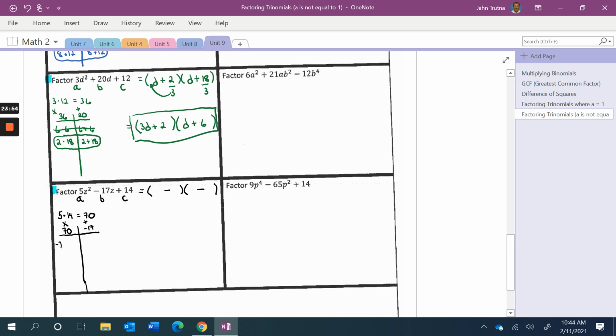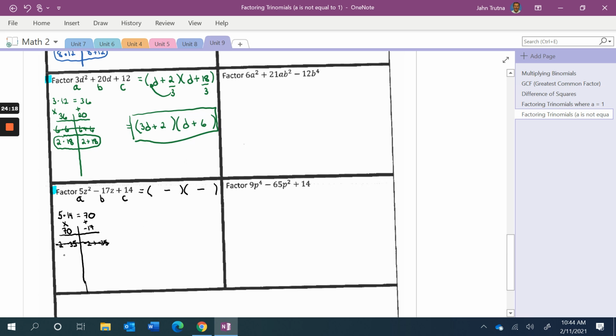I do know, how about negative 2 times negative 35? Those two definitely multiply to make positive 70. But if you add up negative 2 and negative 35, those don't add up to negative 17. So although they multiply, they don't add.